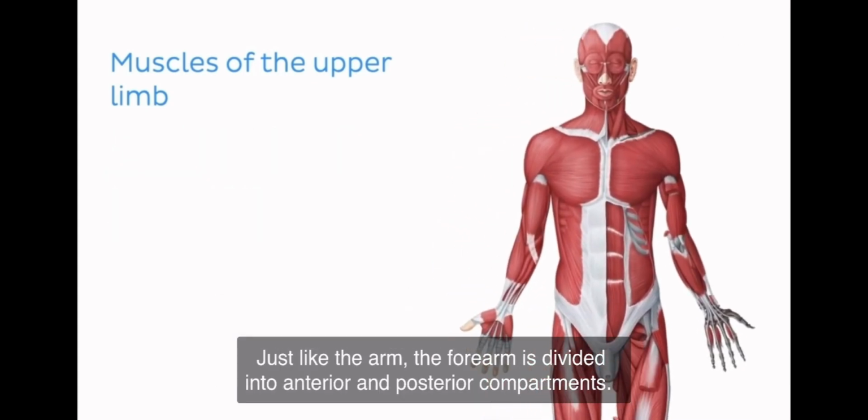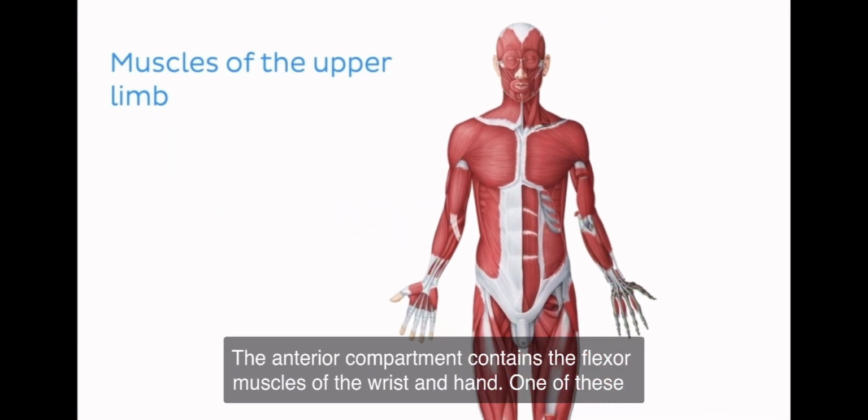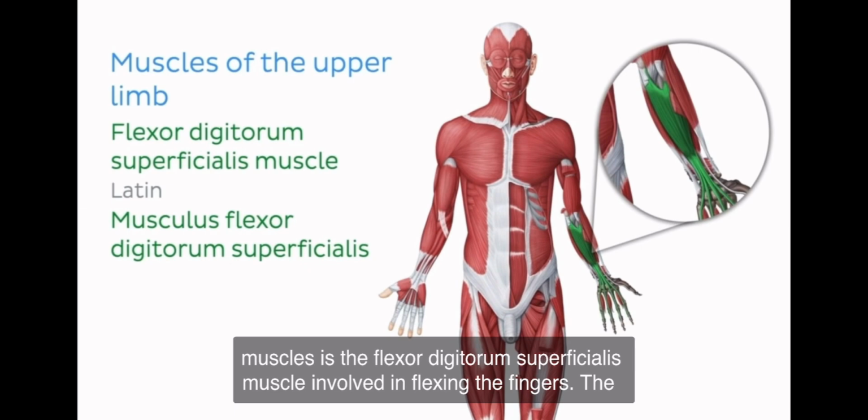Just like the arm, the forearm is divided into anterior and posterior compartments. The anterior compartment contains the flexor muscles of the wrist and hand. One of these muscles is the flexor digitorum superficialis muscle, involved in flexing the fingers.